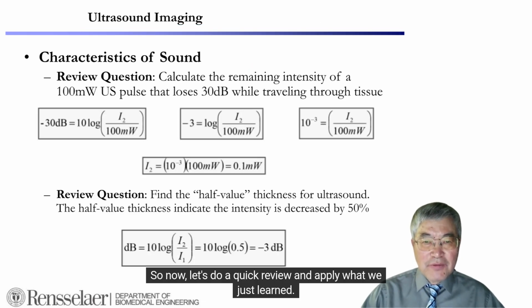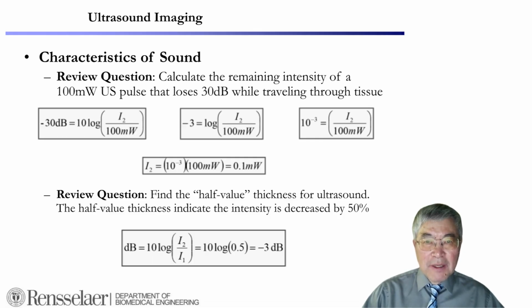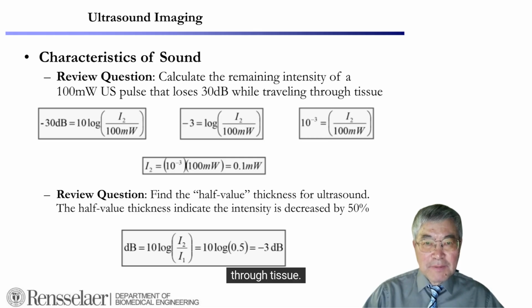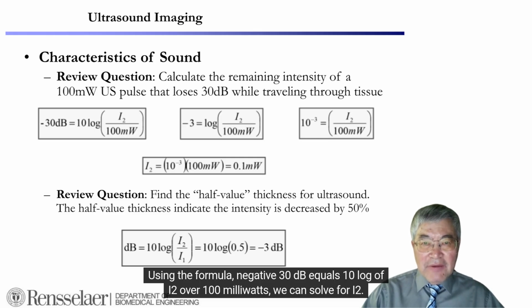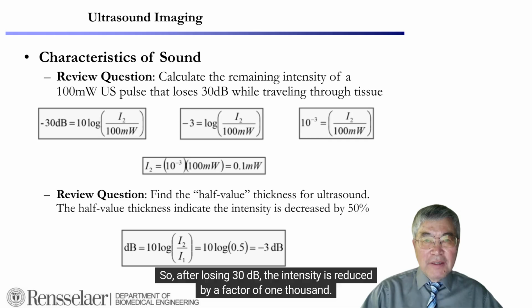So now let's do a quick review and apply what we just learned. We'll look at how to calculate remaining intensity and half-value thickness for ultrasound. For the first example, we start with a 100 milliwatt ultrasound pulse that loses 30 decibels as it travels through tissue. Using the formula, negative 30 dB equals 10 log of I2 over 100 milliwatts, we can solve for I2. Rearranging, we get I2 equals 10 to the power of negative 3 times 100 milliwatts, which equals 0.1 milliwatt. So after losing 30 dB, the intensity is reduced by a factor of 1000.